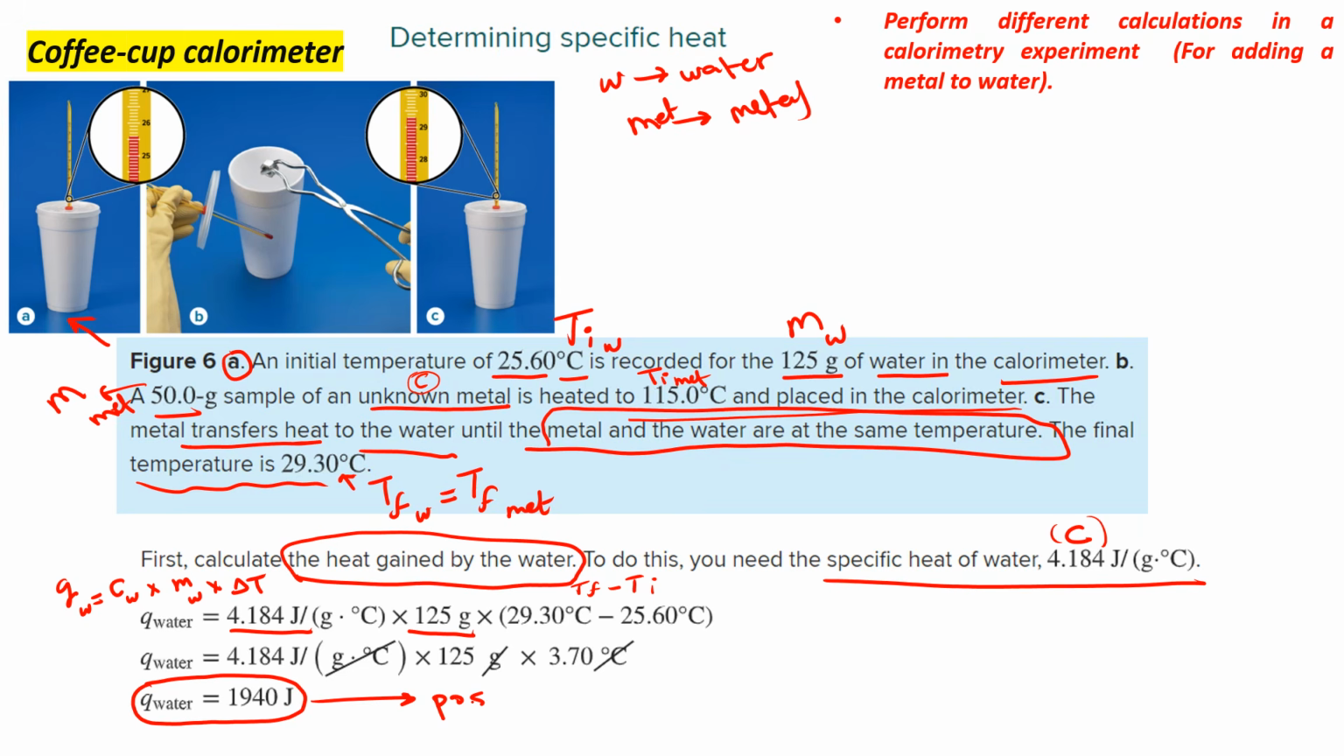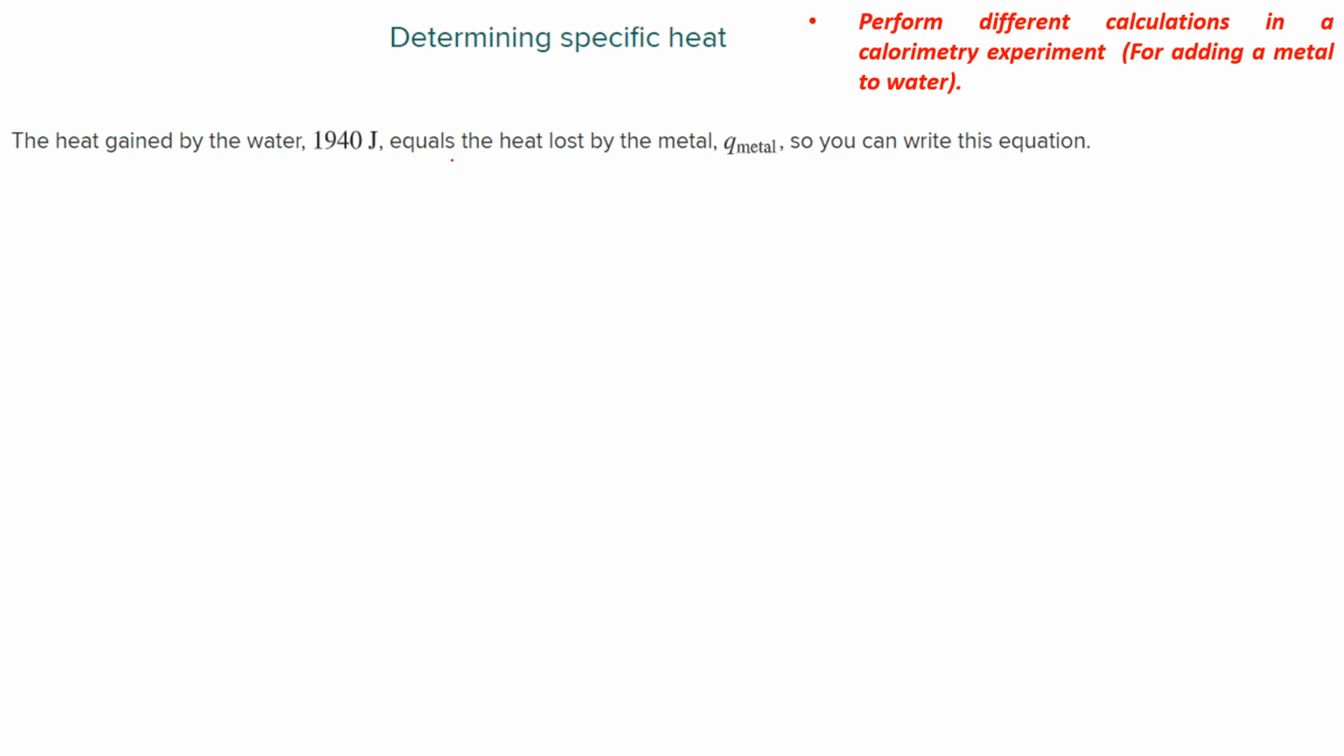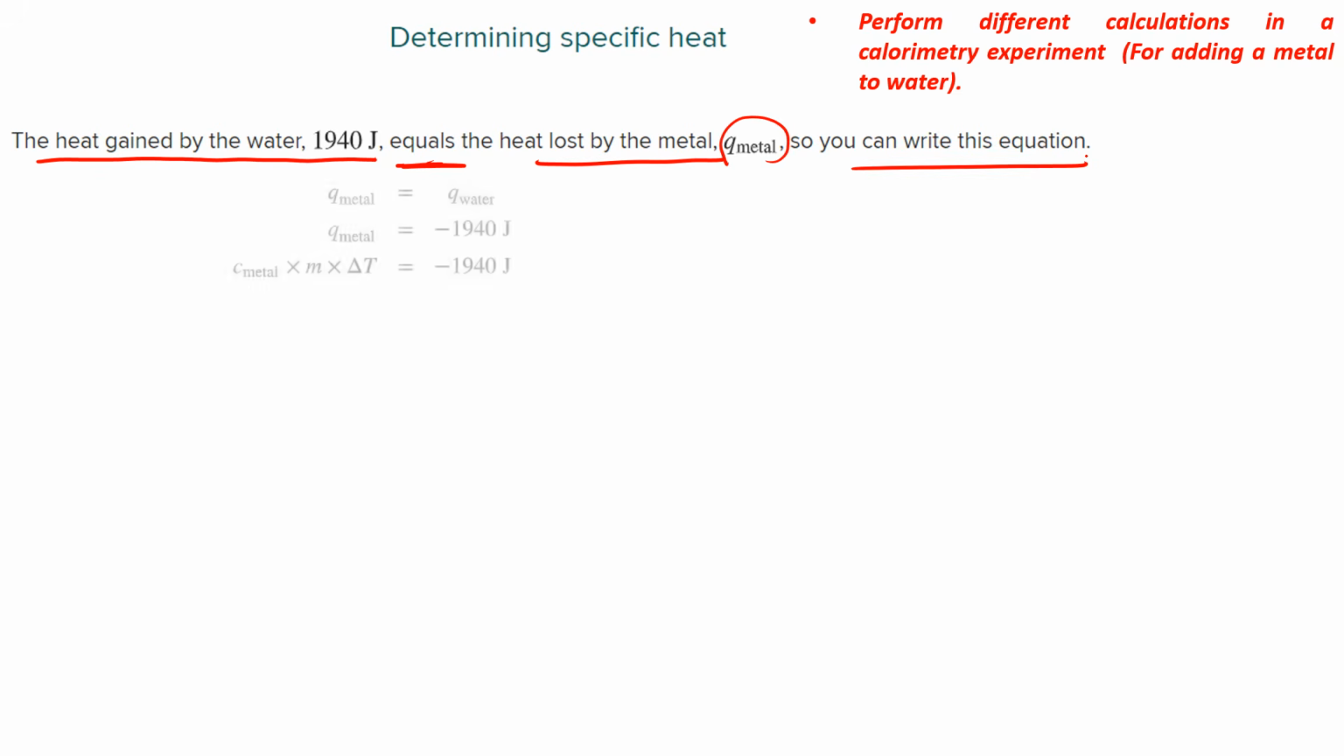Notice that this is positive, guys. Why? Because it absorbed heat, endothermic. Because the water gained heat, the value of the energy is positive. If it lost heat, it would be negative. Very good. So now we know the amount of energy absorbed by water, and that's going to be equal to the amount of energy lost by the metal. So the heat gained by water equals the heat lost by the metal.